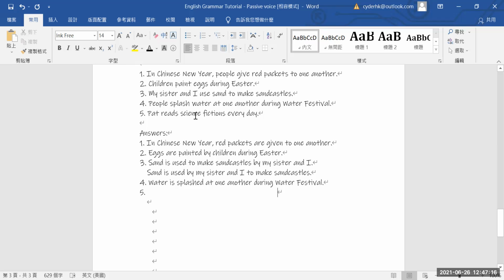So number 5, Pat reads science fictions every day. Science fictions is the object, so we put it at the very first. Reads means it is present tense. Science fictions is plural, so science fictions are. Read, past participle, read. Read doesn't change. So science fictions are read. Pat is the subject, so by Pat, the doer, by Pat, every day. That is the answer.